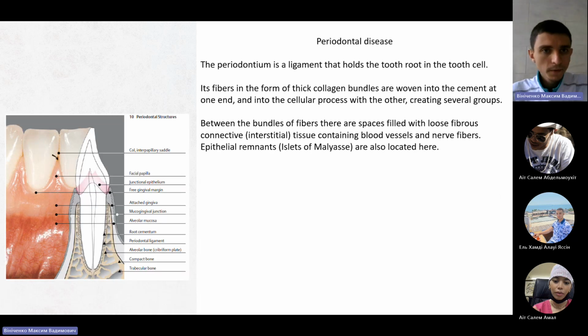So, periodontal disease. The periodontium is a ligament that holds the tooth root in the tooth socket. Its fibers in the form of thick collagen bundles are woven into the cementum at one end and into the alveolar process at the other, creating several groups. Between the bundles of fibers there are spaces filled with loose fibrous connective tissue, called interstitial tissue, containing blood vessels and nerve fibers. Epithelial remnants or islets of Malassez are also located here.